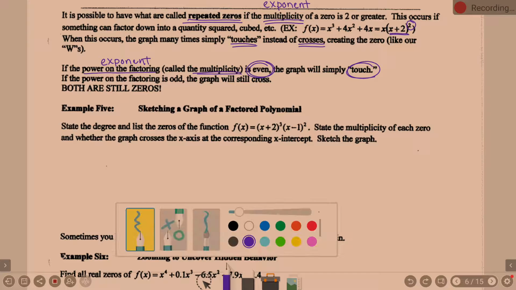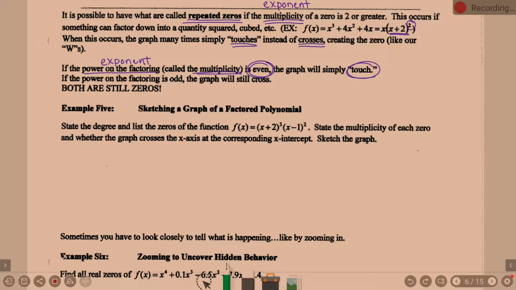However, if the factoring is odd, the graph will still cross. So when it's a power of 1, it just crosses through the x-axis, right? If it's odd, a power of 3, 5, 7, it's still going to cross. It might kind of flatten out a little bit, but it will still cross through and not create a min or a max. Either way, if it touches the x-axis, they are still zeros. Okay?